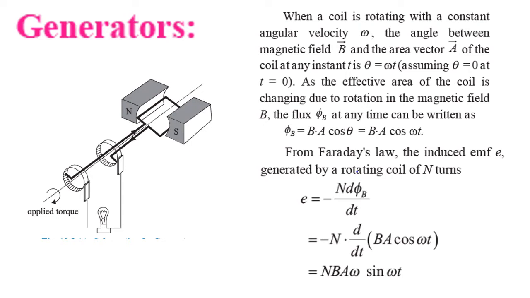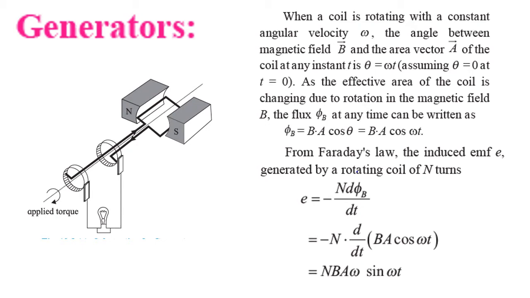You require armature coil, slip ring commutators, strong horseshoe magnets, carbon brushes, and the axle to apply a torque. The armature coil is mounted in between the pole pieces of a magnet. This magnet produces the radial magnetic field.